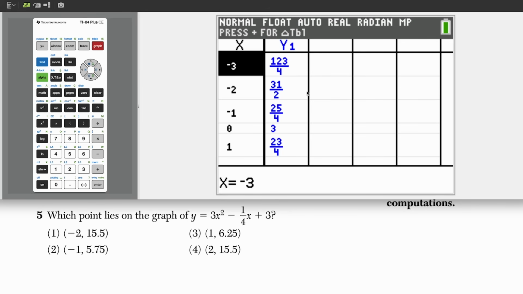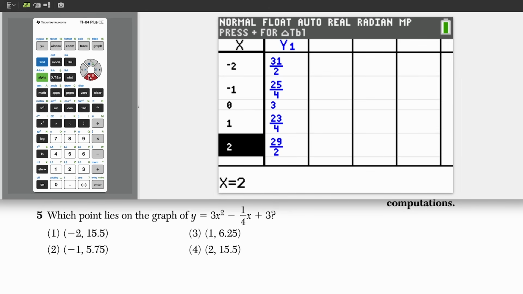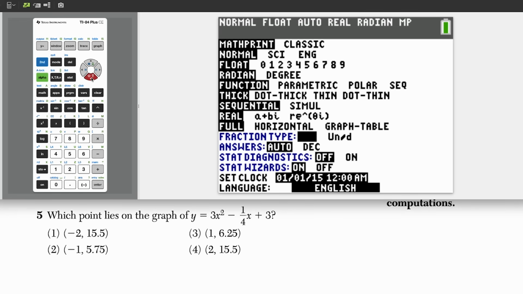Now, if your calculator is reset, you're going to get all these fractions here. So what you could do is press mode, go to answers, and switch from auto to decimal. At the start of this video, the calculator was reset, and I do that so that I could show you how to navigate.